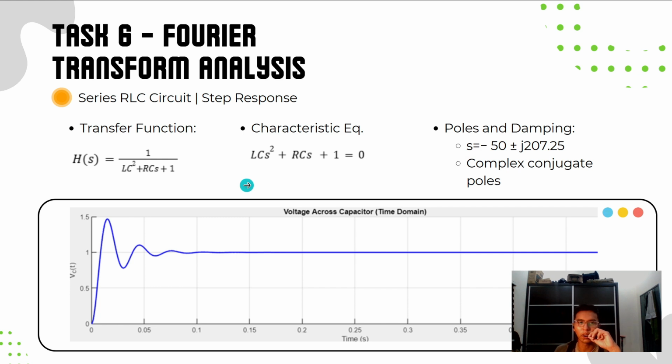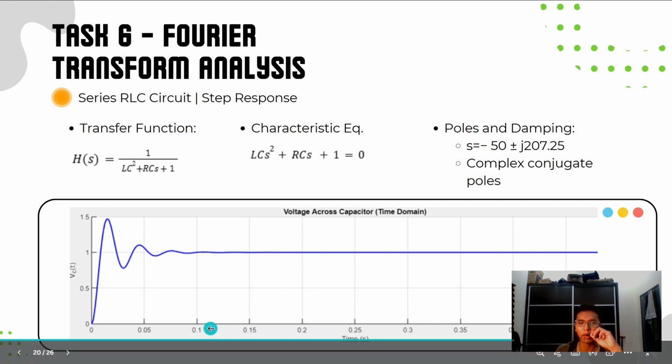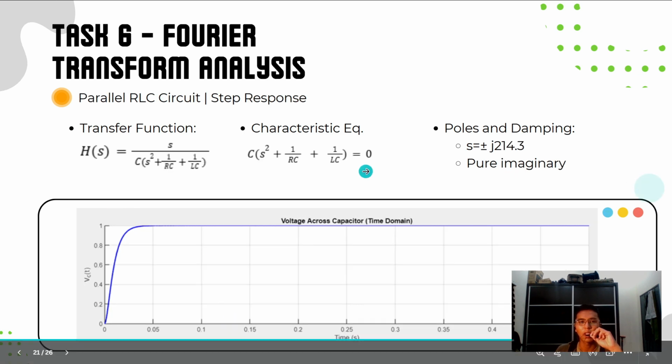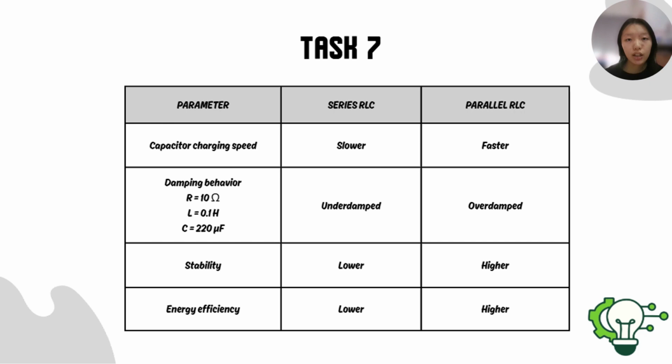For Fourier transform analysis, the transfer function characteristic equations and poles and damping are as shown, with damping and steady state reached at 0.1 seconds, and for the parallel RLC circuit reached at 0.05 with no damping. For task 7, I will present the comparative analysis of series and parallel LC circuits in terms of capacitor charging behavior. Let's begin with charging speed.